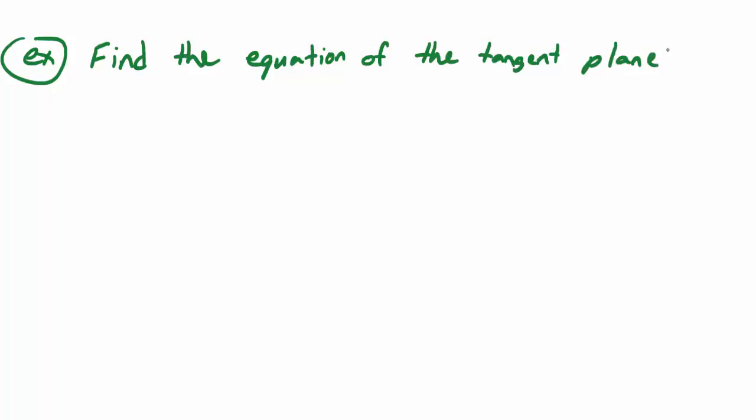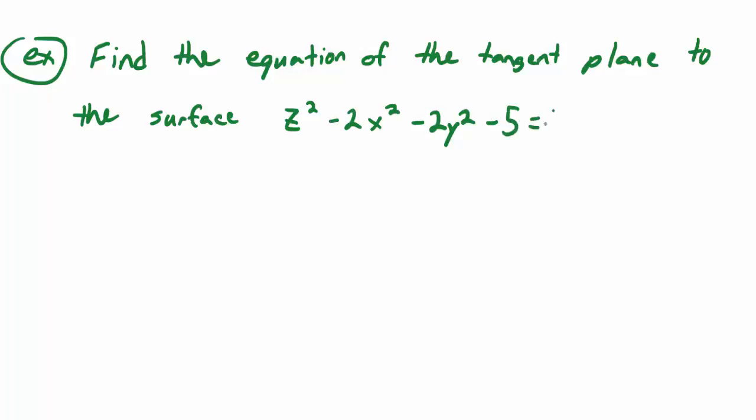Let's find the equation of the tangent plane to the surface z squared minus 2x squared minus 2y squared minus 5 equals 0 at the point 1, negative 1, 3. Make sure I copied it down right. I think I did. Okay.